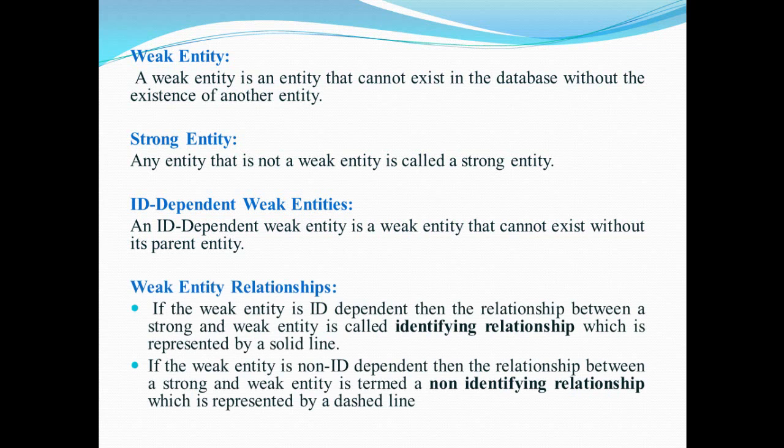Now, here are the weak entity relationships. A relationship is called an identifying relationship when the weak entity is ID-dependent, and it is represented by a solid line. And if the weak entity is non-ID-dependent, then the relationship between a strong entity and a weak entity is termed a non-identifying relationship and it is represented by a dashed line.